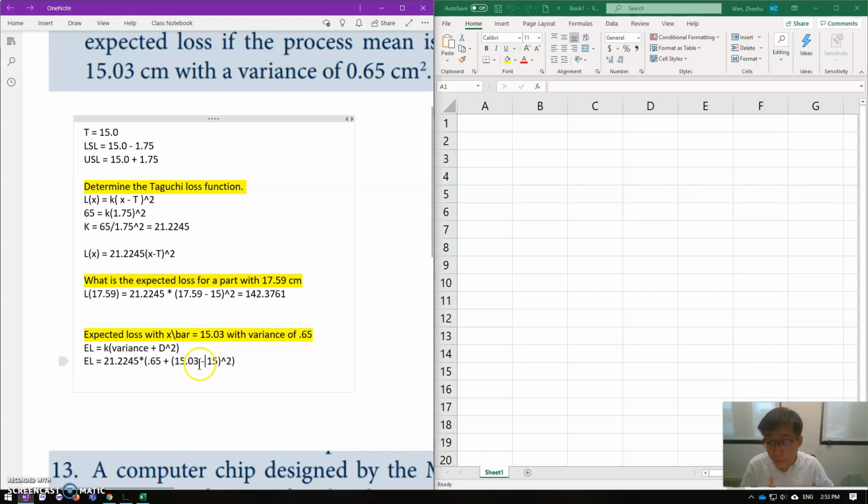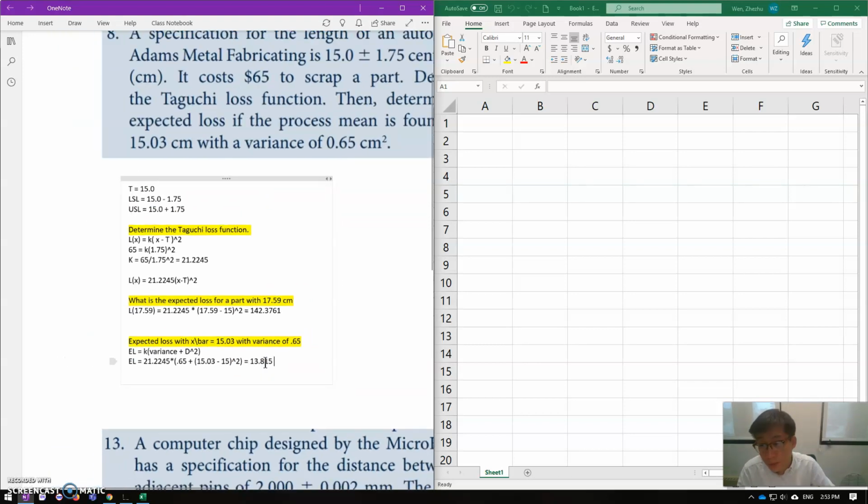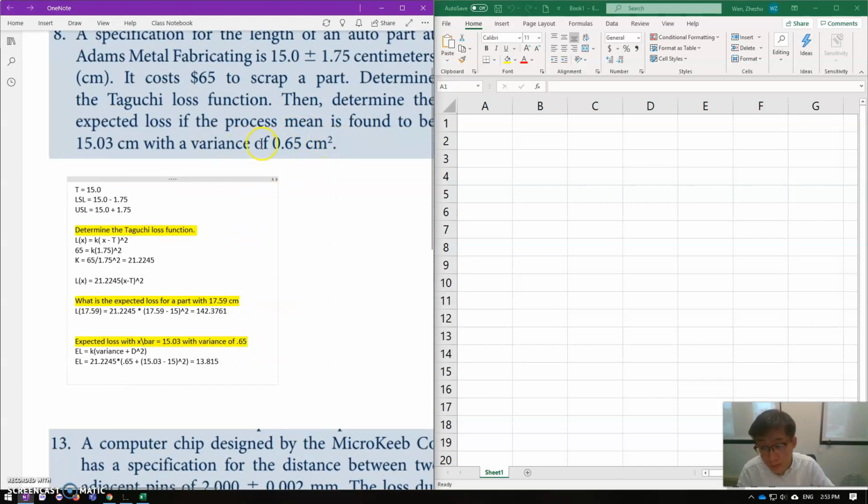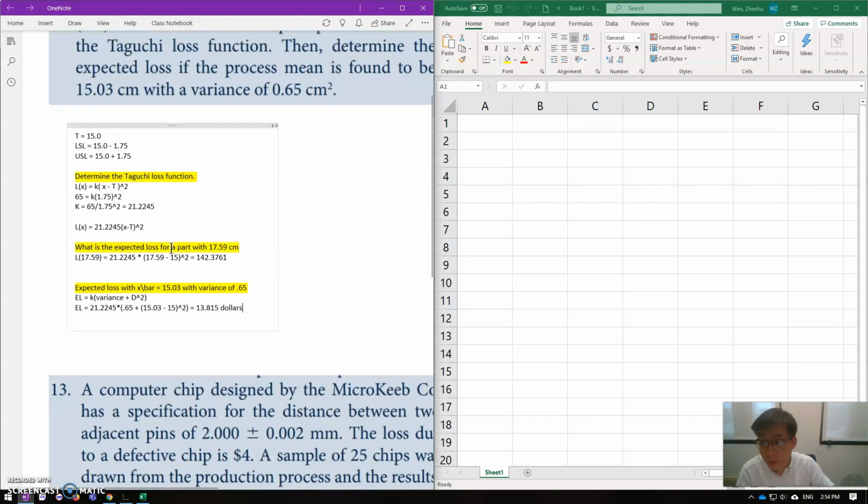And 15.03 is the current process, and the target is 15. The mean difference here is the D. We square it and we get the result 13.815. So based on the description of the process, the expected loss of the overall process is actually $13.815. Okay, so this solves problem number 8.